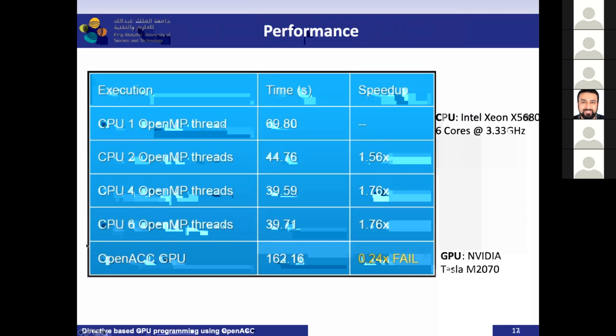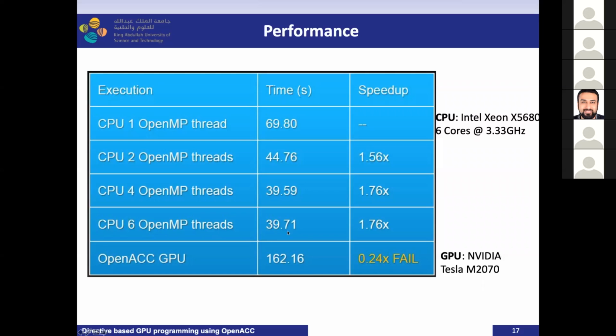But the issue here is that if you look, the OpenACC code actually is slow. It's even slower than sequential, not even the multi-threaded version. It's even slower than the sequential version. So that's a big failure. And for that, we need to use different tools to identify what the issues are.